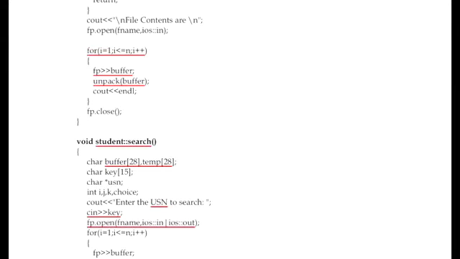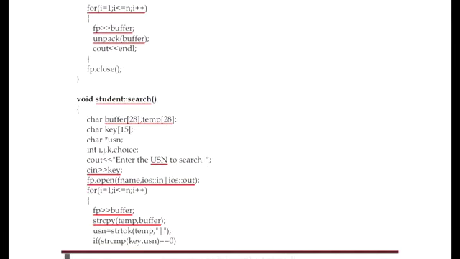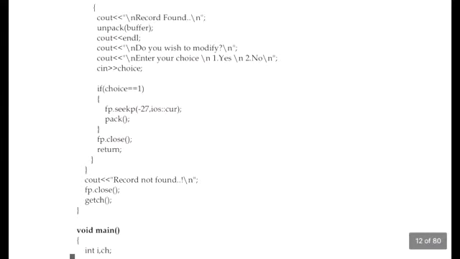First we read the contents of the file onto the buffer, then we copy the contents of the buffer to the temporary variable, because we need to retain the buffer as it is when we separate the USN. The USN will be separated by the string token function. Once it reaches the delimiter, the USN will be separated and stored in a USN variable. Then we compare the key to be searched with the USN. If it is equal, then it will say record is found. Then we call the unpack function to separate the different fields of a single record and display onto the screen.